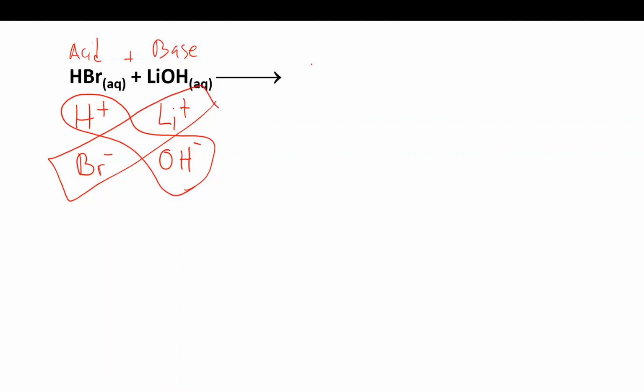So what do I end up getting? HOH, which is my water, and lithium bromide. Now, why is lithium bromide 1-to-1? Well, lithium's a +1 and the bromide's a -1. So when I go to balance this, it's kind of easy if you do it my way, because first I would go to metals, 1 lithium on this side, 1 lithium on this side. Then I go to nonmetals, 1 bromine, 1 bromine.